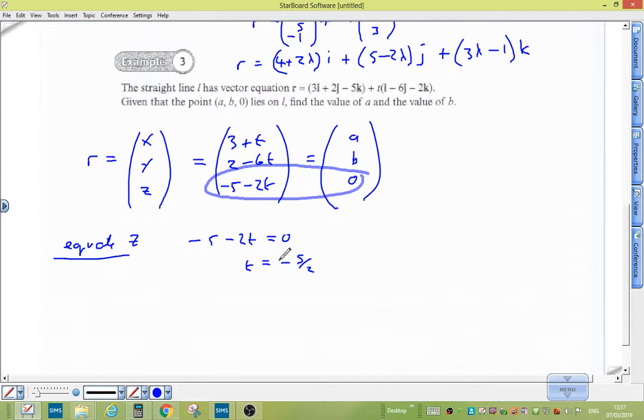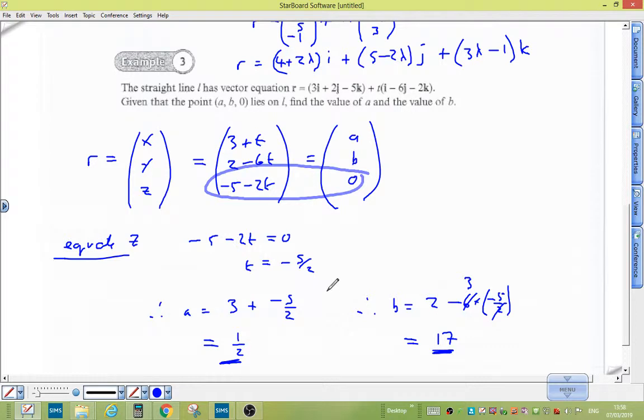Okay. So I can find A and B by shoving that into here first of all. Therefore, A is equal to 3 plus minus 5 over 2, which is going to give you a half, 2.5. Also, B is equal to 2 lots of minus 6 lots of minus 5 over 2. So that's going to give you 2 cancels, that gives you 3, gives you positive 15. Is it 17? Okay. Right, so we've got the coordinate definitely lies on it. It is going to be half, 17, 0.